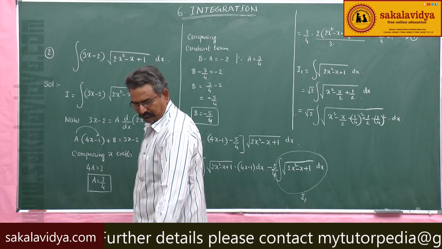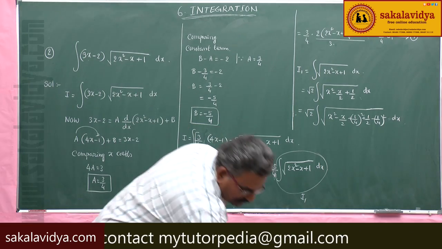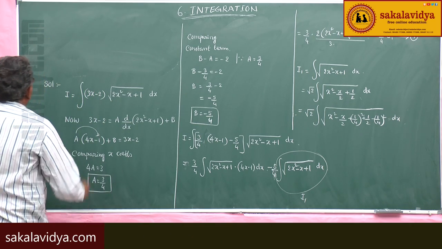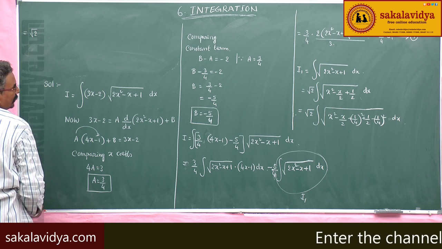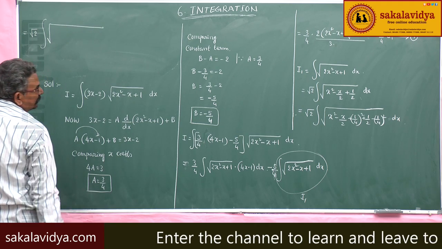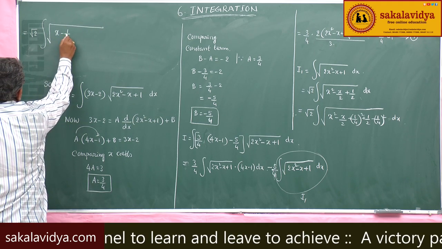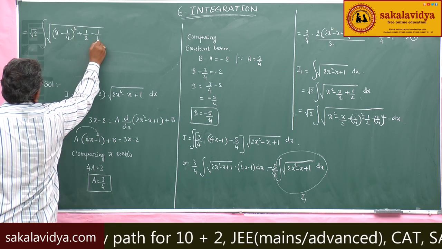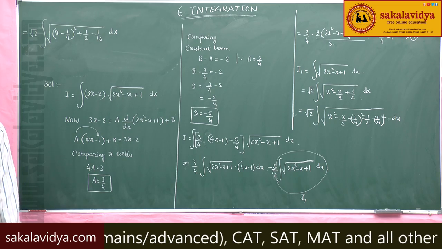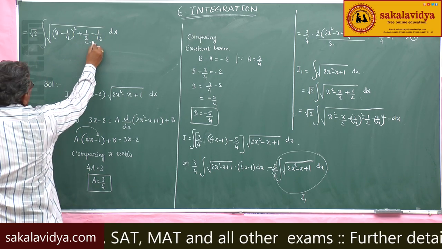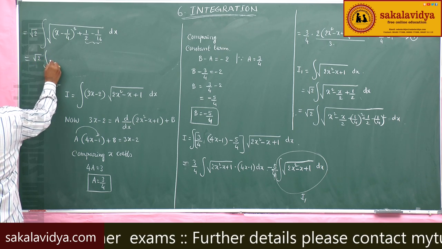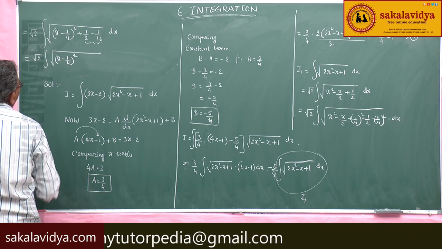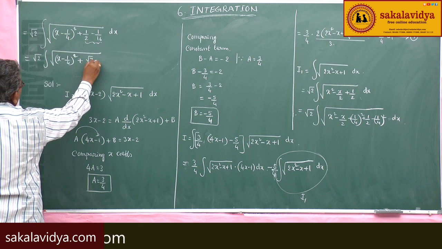Now, let us do carefully because this is a very lengthy problem. So, this is root 2 times integral of root of, that is nothing but x minus 1 by 4 whole square. The first 3 terms can be put like this form, plus 1 by 2 minus 1 by 16 dx, 16 LCM. So, that means 7 by 16, this becomes root 2 integral root of x minus 1 by 4 whole square plus root 7 by 4 whole square dx.